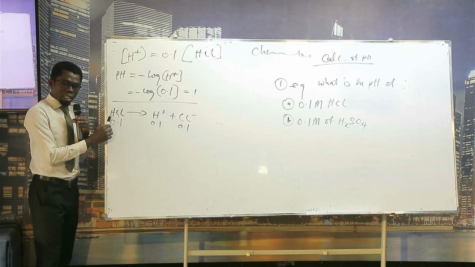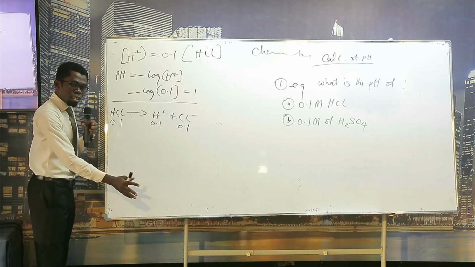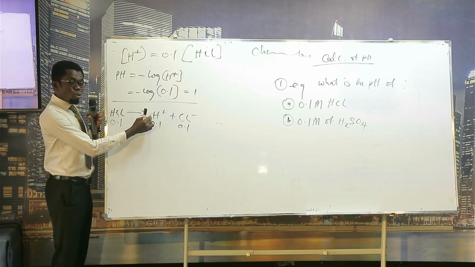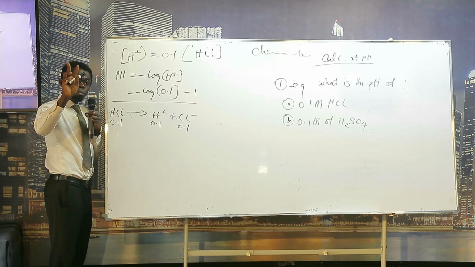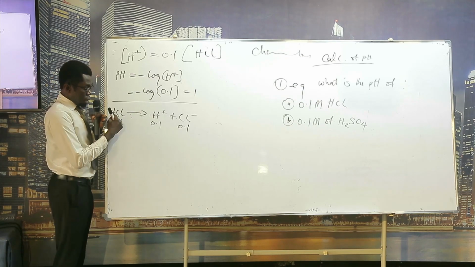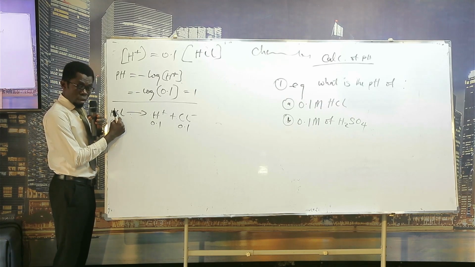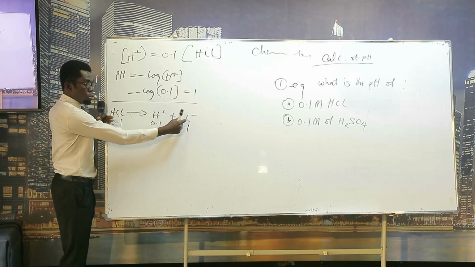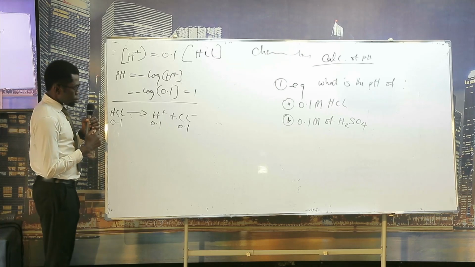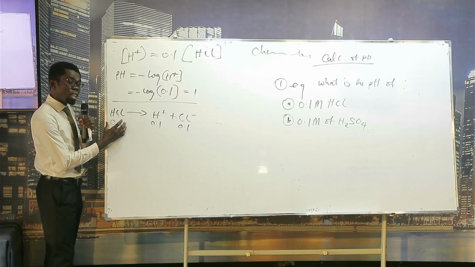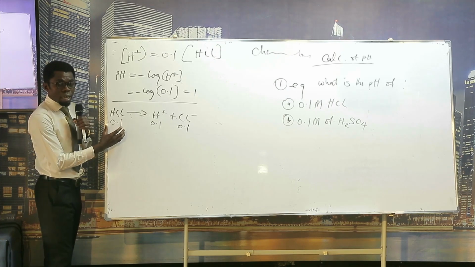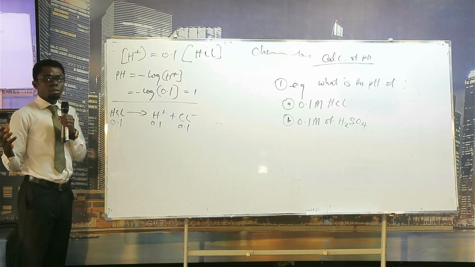Now, we have hydrochloric acid. When it ionizes in water, it produces 2 products, hydrogen and chloride ion. But 1 mole of this gives 1 mole of this and 1 mole of this. So if you give me 0.1 mole of hydrochloric acid, how many moles of hydrogen ion am I going to get? 0.1.